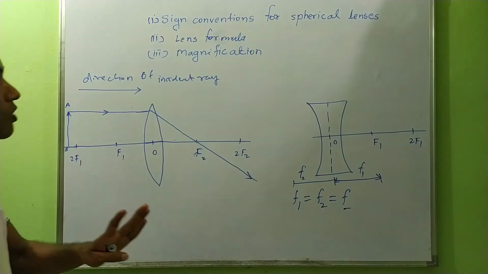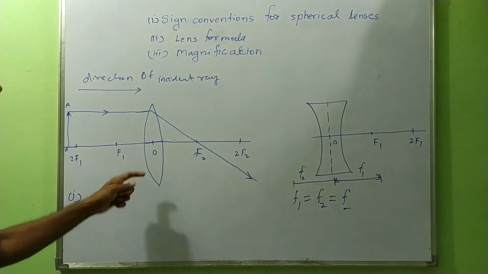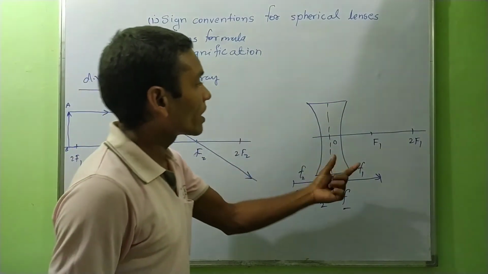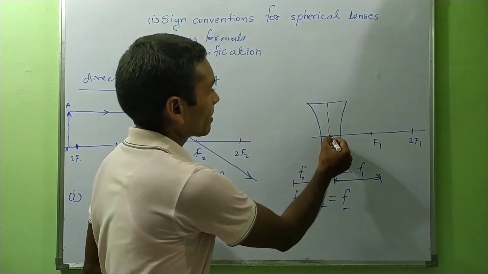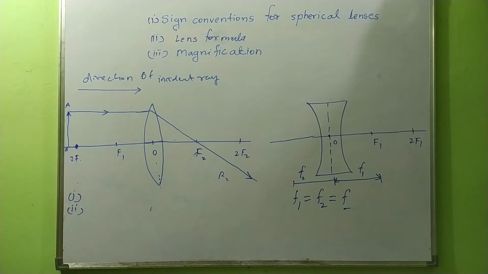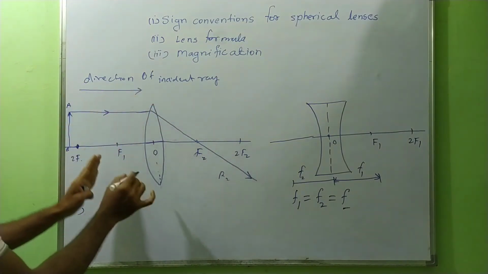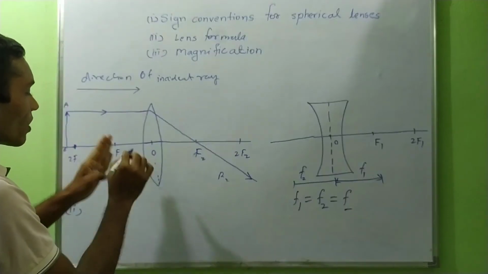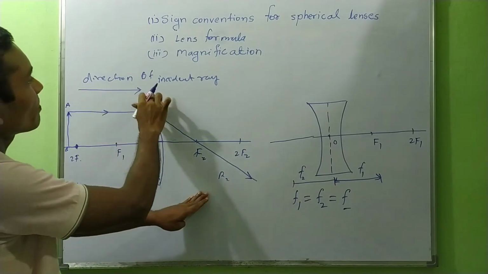Now we have to remember the first point for the sign convention: all the distances are measured from the optical center of the lens, for the convex lens and for the concave lens also. This is the first point. And the second point: along the direction of the incident ray, if we are measuring the distance in the same direction as the incident ray, because we are measuring the distance from the optical center, what will be the sign of the distance in the same direction as the incident ray?